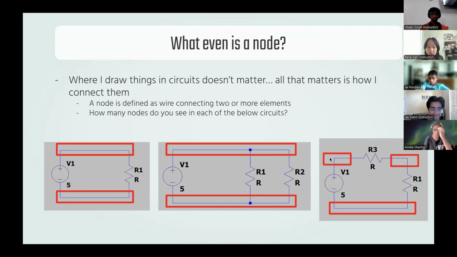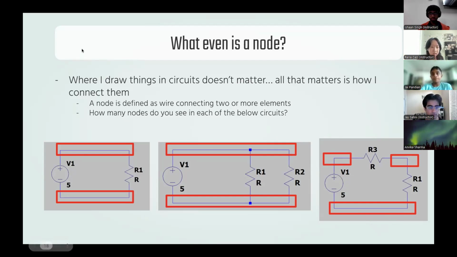Yeah, exactly. So we have one over here, one over here, and one over here, because the voltage is different at each of these three points. Does anyone have any questions, or does that make sense?